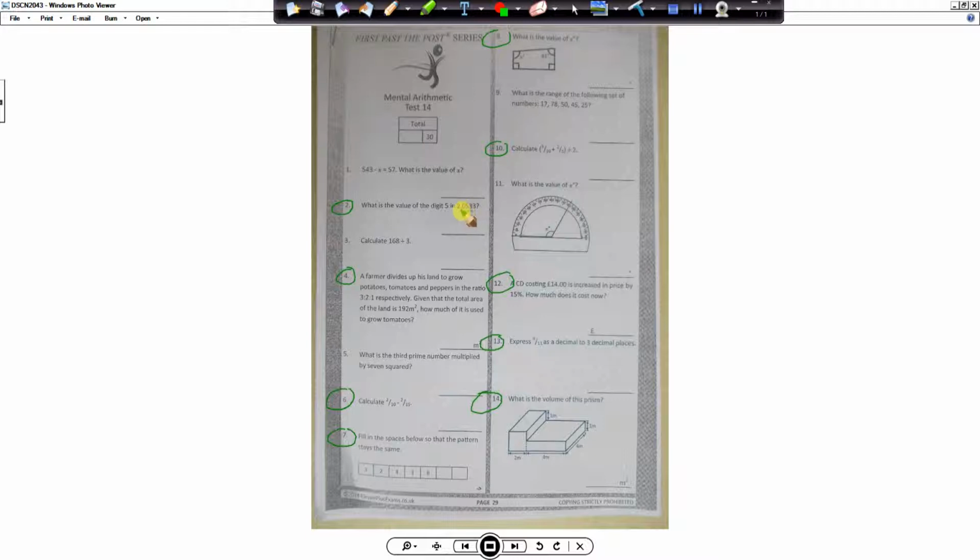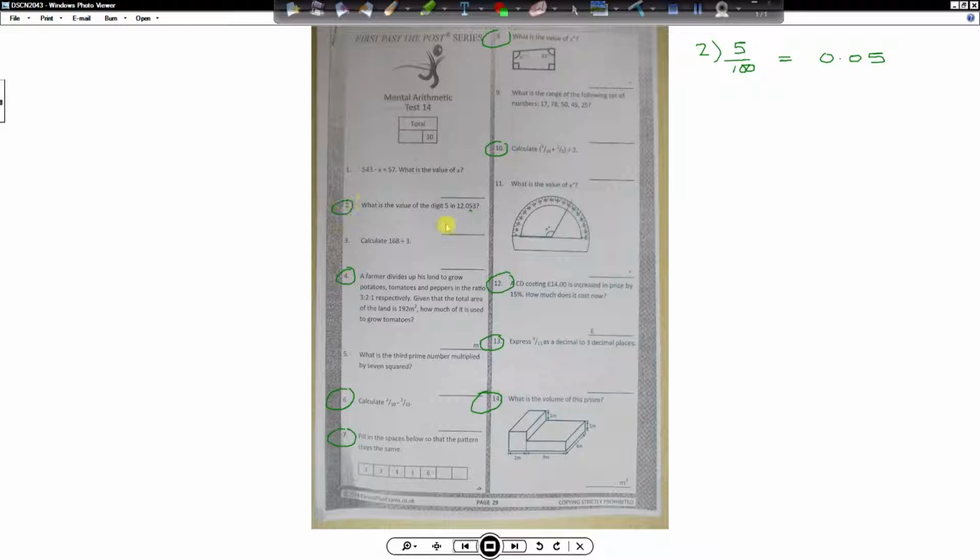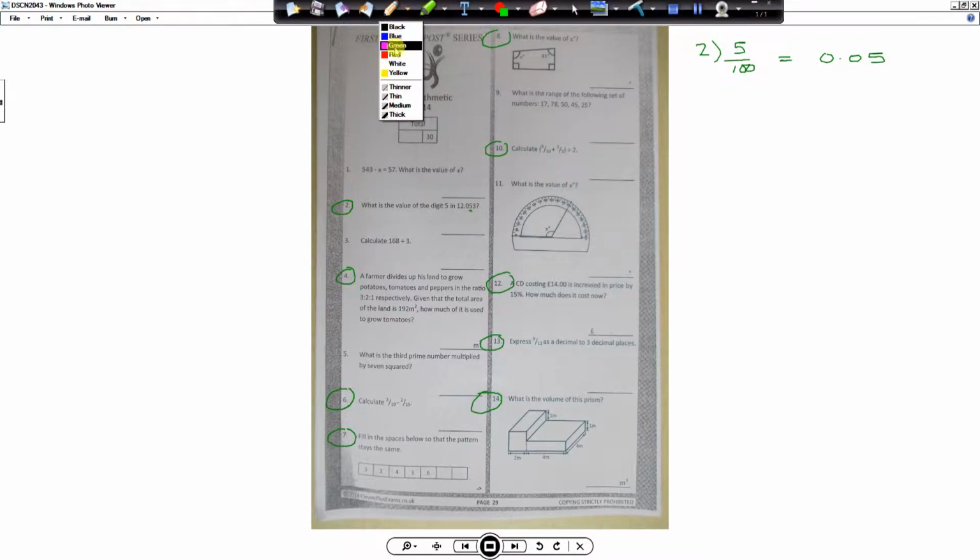So you have point, tenths and hundredths. So for number 2, the 5 is worth 5 hundredths. You can either write this or write it as its decimal equivalent, which is 0.05. So that will answer over here. That's tenths, 0, and that's hundredths. Next question.